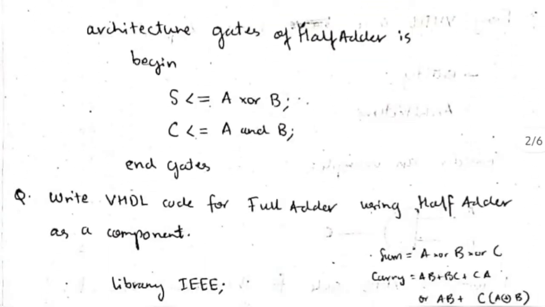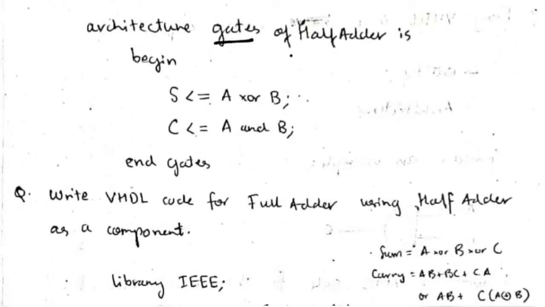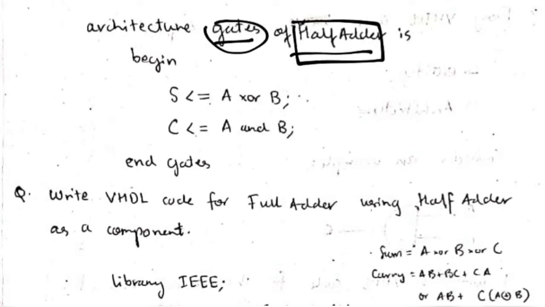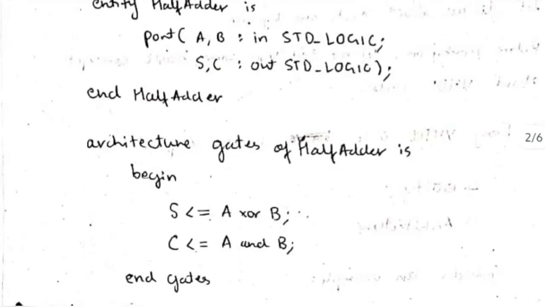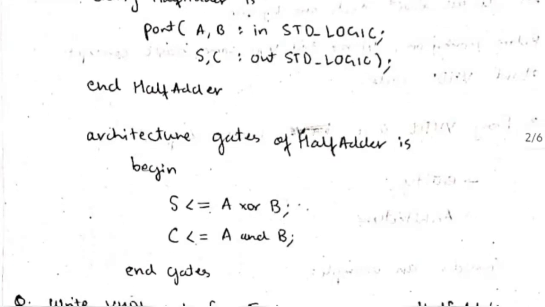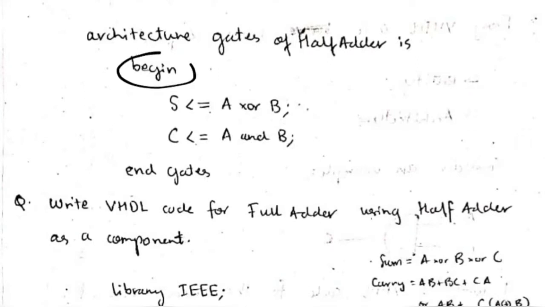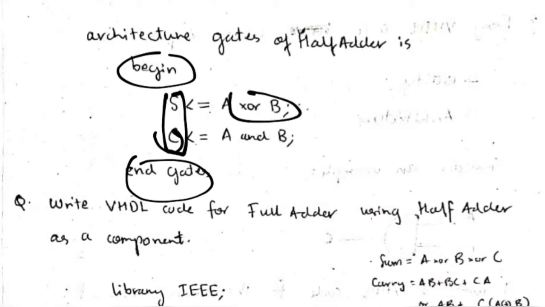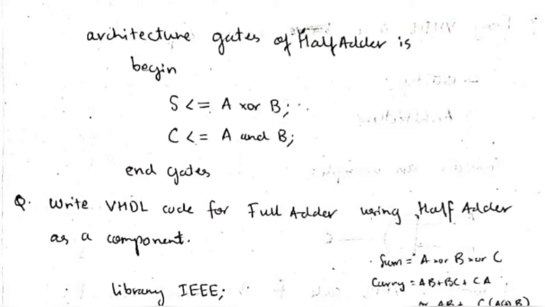Then coming to the architecture part, you will have architecture gates of half adder. You can give any name here, and which entity you are mentioning, that should be the same thing. You have used here half adder, then mention that same here, half adder. Then in architecture part you will have begin and end. In between that you will write the equation, which is for sum and carry. Sum is equal to A XOR B, carry is equal to A and B. That's the VHDL code for half adder.